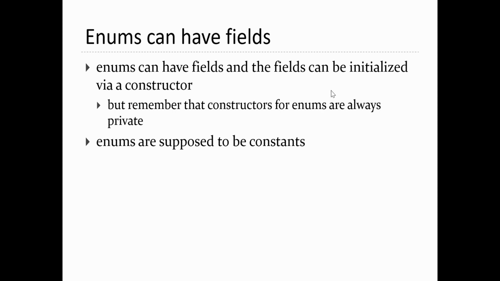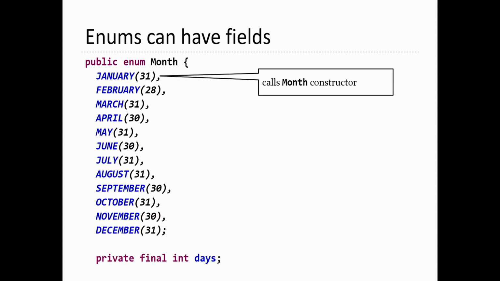But remember, constructors are always private for enumerations. And also remember that enumerations are supposed to be constants. So if you create an enumeration that does have some data, that data should be constant. So what might be a situation where you have information in a constant? Well, for the months, it might make sense to store the number of days in each month. Maybe. February is weird because of leap years, so February is a bit sketchy in this case. But this is an example of where you might want to associate data with each constant.